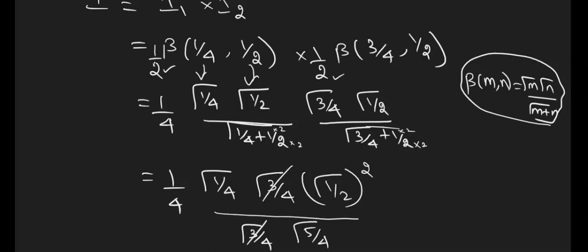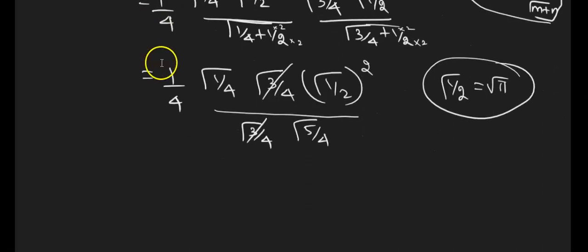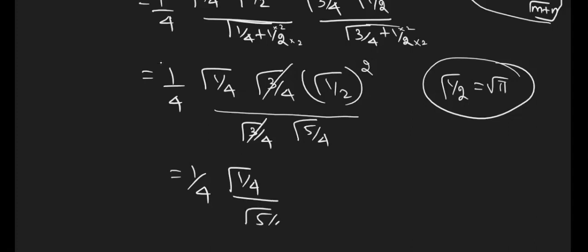Gamma of 1 by 2 is what? Gamma of 1 by 2 is root pi. So we are going to use that. Root pi, the whole square will become pi. So what is left here? 1 by 4, gamma of 1 by 4 divided by gamma of 5 by 4 into pi.